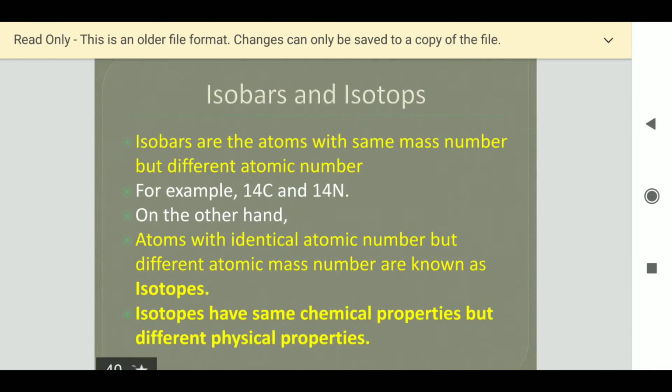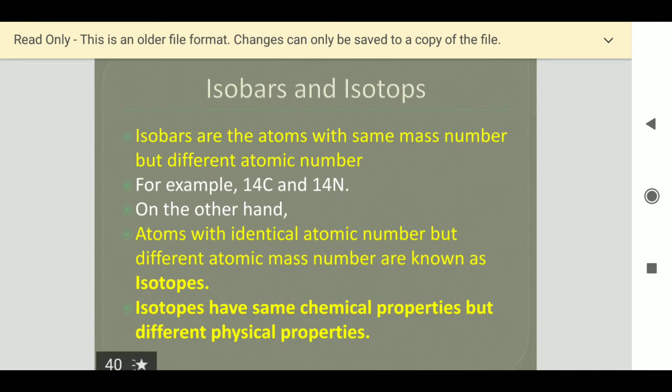Now what are isotopes and what are isobars? How can we differentiate? Isobars are atoms with the same mass number but different atomic numbers. So they have different atomic numbers but their mass will remain the same. For example, carbon 14 and nitrogen 14. On the other hand, atoms with identical atomic number but different atomic mass are known as isotopes. So this is a very important slide because the definitions have been given for isobars and isotopes.